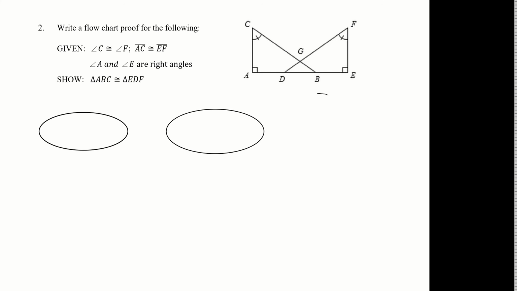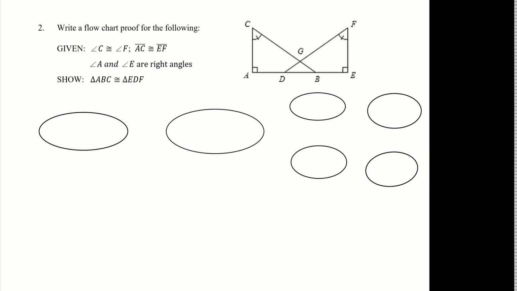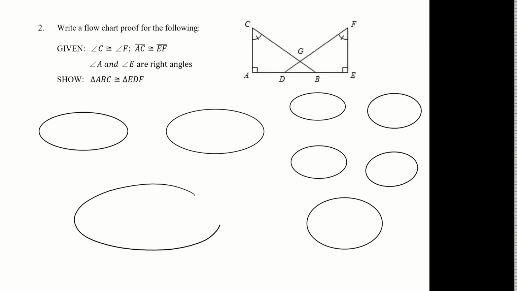These require the two right angles, which give me the 90-degree angles. Since they're 90-degree angles, they're going to be congruent. And then I can flow into my final step where the triangle is congruent. So I think this is the basic structure of this proof. I think that these are going to flow to here, to here, to here, to here.